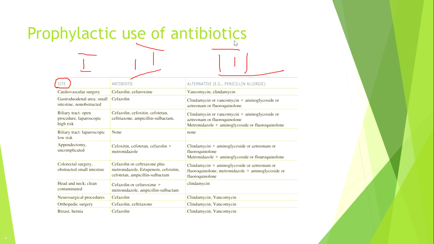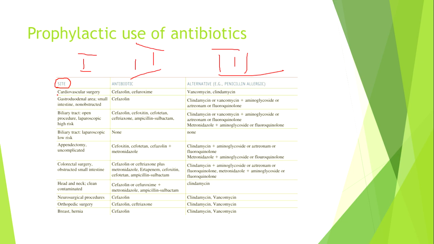Prophylactic use of antibiotics. We have in this table 3 columns: site, antibiotic, and alternative. Why is it important to have the site? Because we have different types of bacteria which prefer different parts of our body.